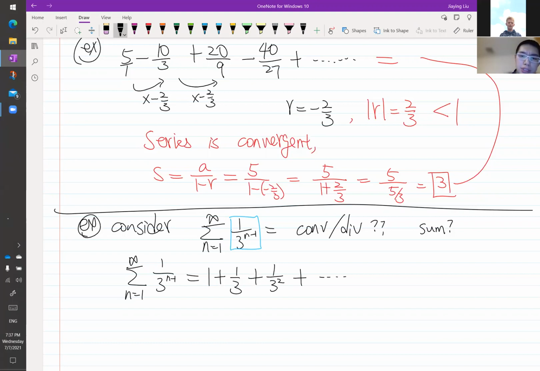Now, is this series geometric? Well, going from 1 to 1/3, that's multiplied by 1/3. Going from 1/3 to 1/3 squared, that's also multiplied by 1/3. So it is geometric. And what is the ratio? The ratio is 1/3, which is less than 1. If the ratio is less than 1, that means the series is going to be convergent.